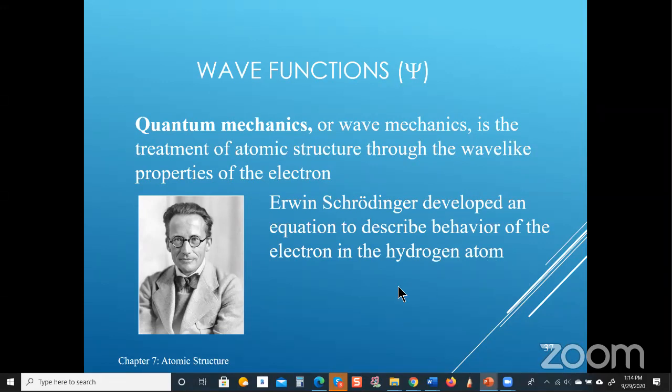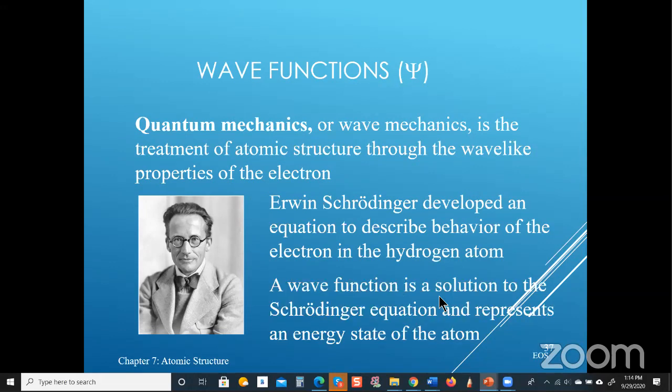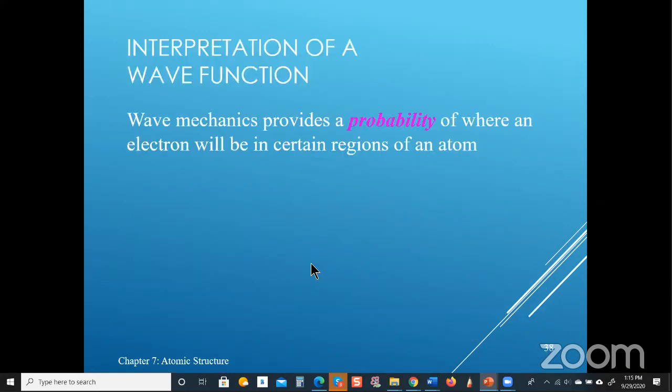So he developed an equation, and based on that equation, a solution to that equation known as a wave function can be found, and that represents the energy state of the atom. So the wave function, which is a solution to the Schrödinger equation, represents the energy state of the electron in the atom. Wave mechanics as a field provides a probability of where an electron will be found in certain regions of an atom, all right?